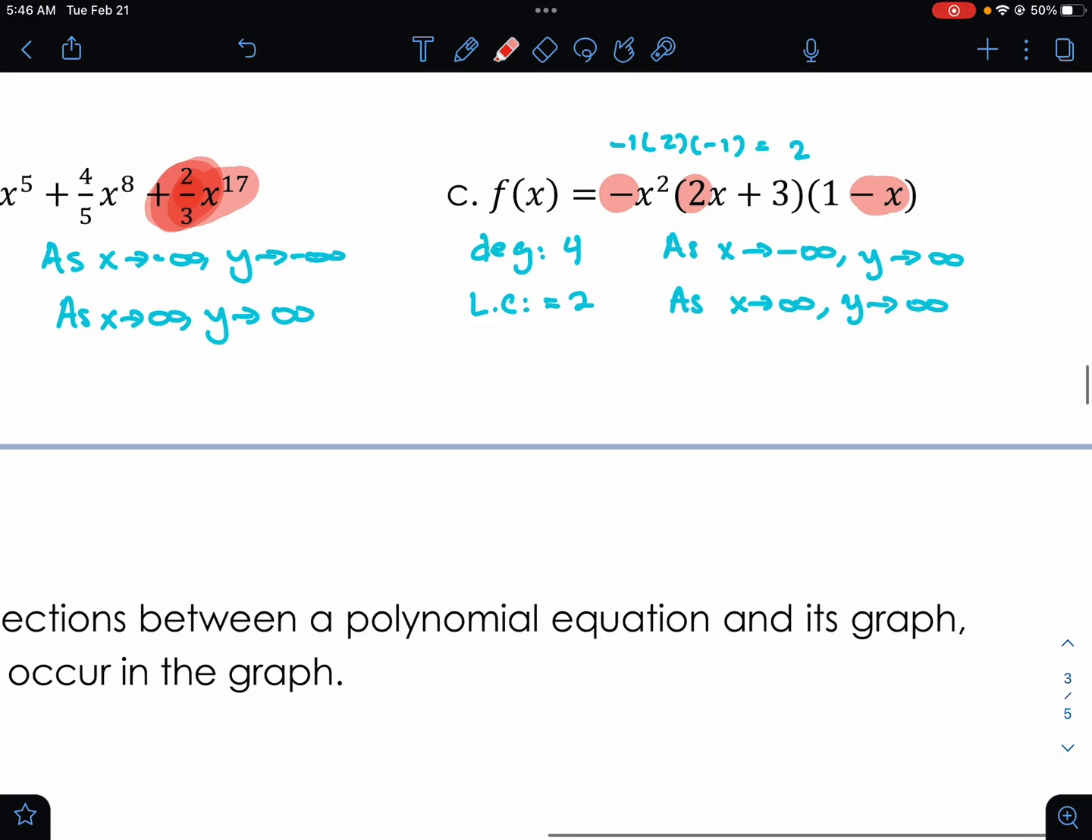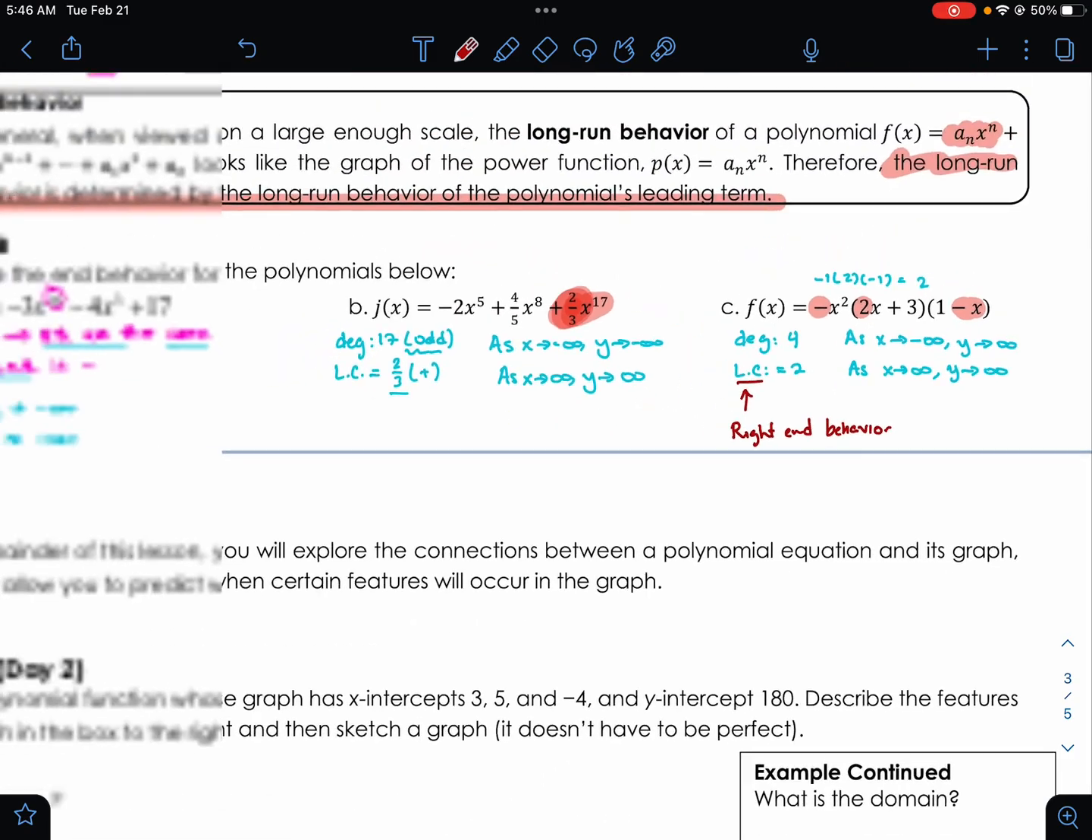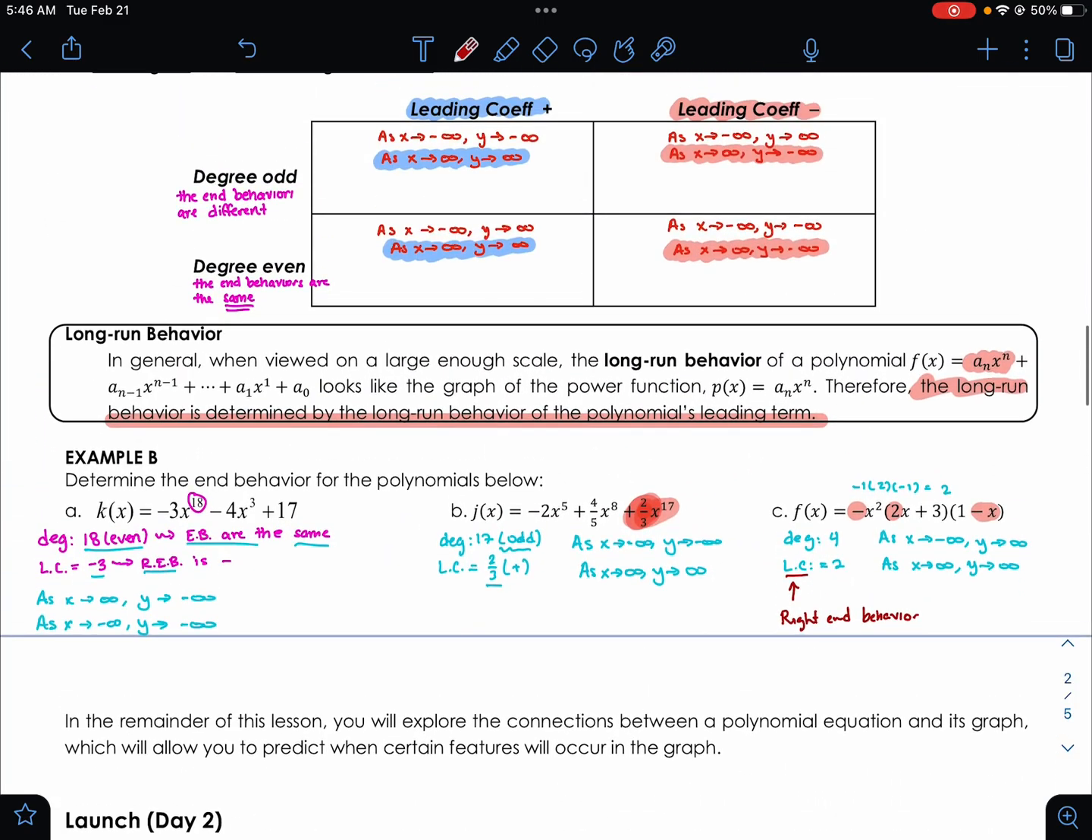So again, when I'm asking you to figure out what the end behavior is, the first question you should be asking yourself is, what is the leading coefficient? Because this tells you your right end behavior. And then after you know your right end behavior, you use the degree. If it's an even degree function, you know the y values are approaching the same thing. If it's an odd degree function, you know that the end behaviors are approaching different things. So that is the end of the notes for today.